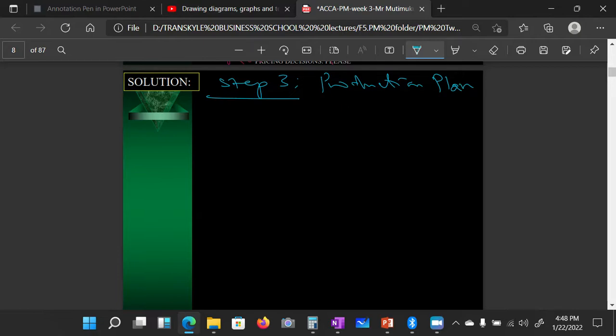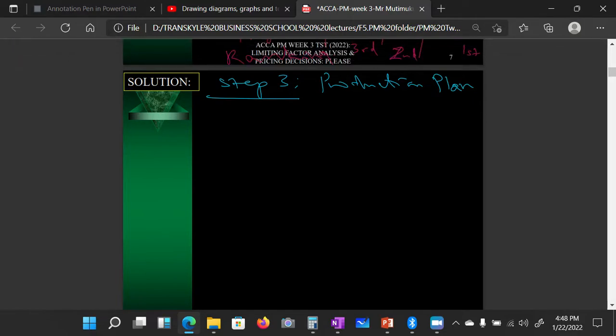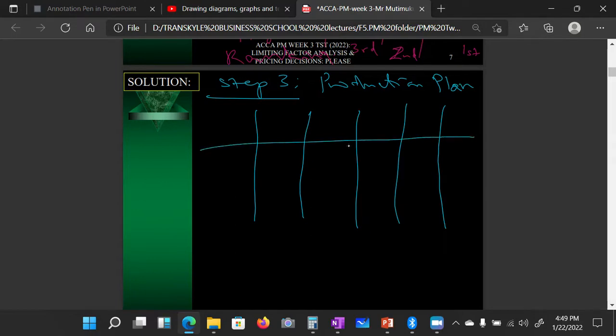Okay. We know that Z should be produced first, followed by Y, and then X. So what we need to do is create another table here. This time I think it should be 6 columns: 1, 2, 3, 4, 5, 6. Okay, 6 column table. All right, this is our table.